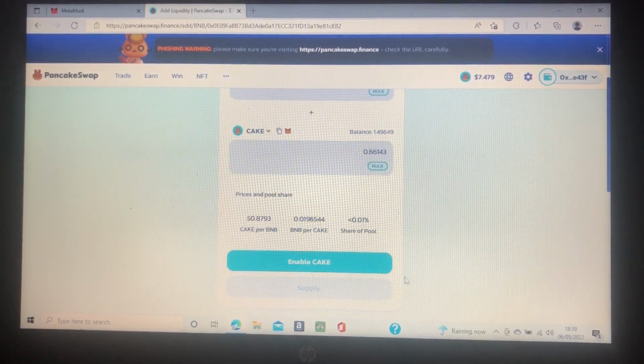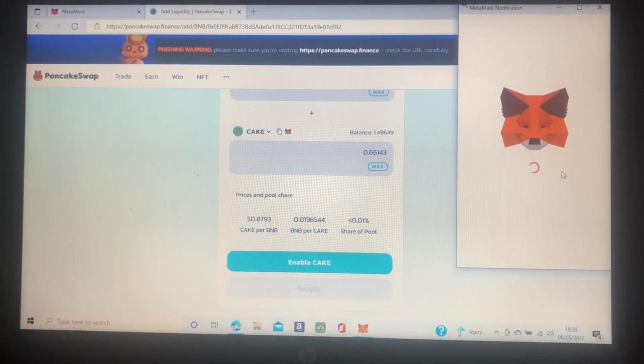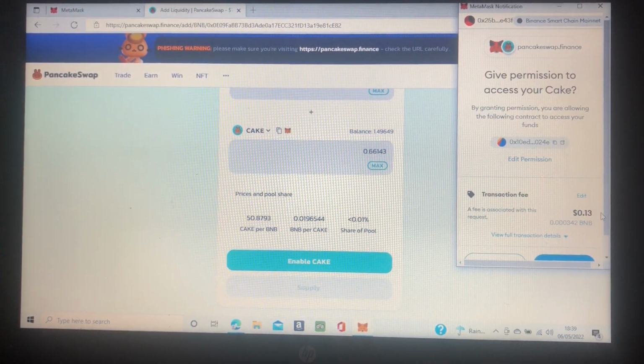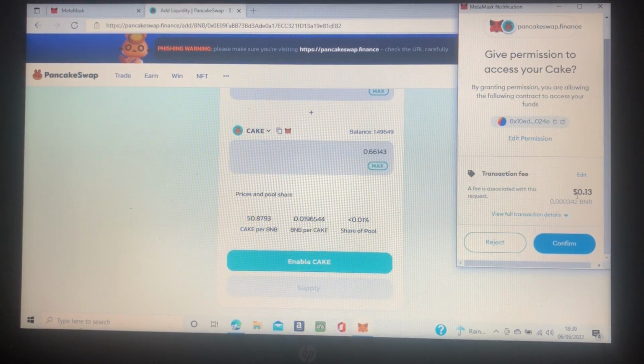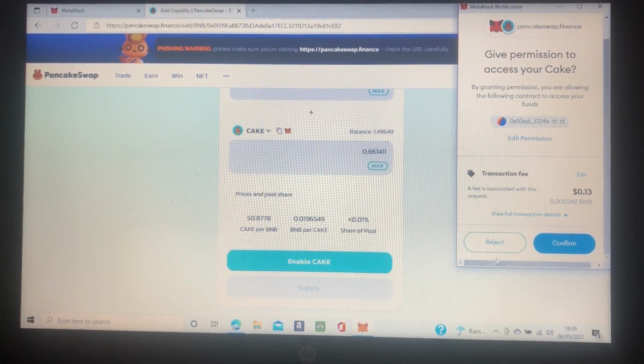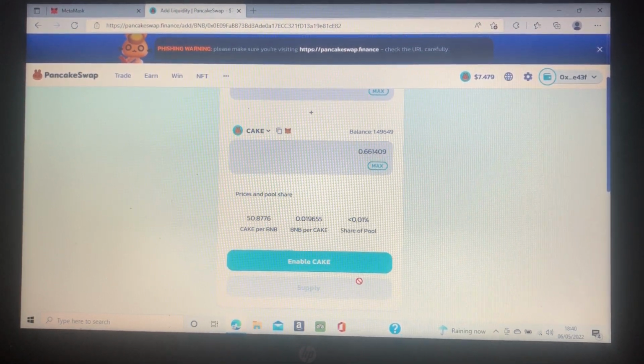So let's just say I'm enabling this. So when I click enable, the smart contract's execution fee will be 0.13 dollars. So if I confirm, I have added my share to the liquidity pool. I have added my tokens to the liquidity pool, but I'm not going to do that. So let's just take it that I enable this cake, I enable this liquidity pool to work for me.